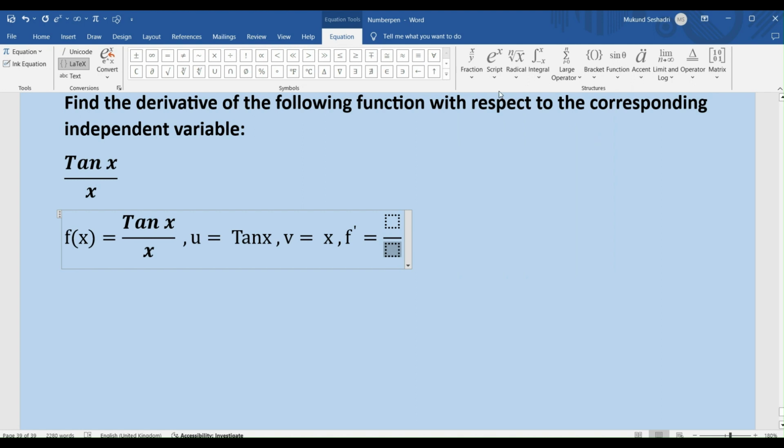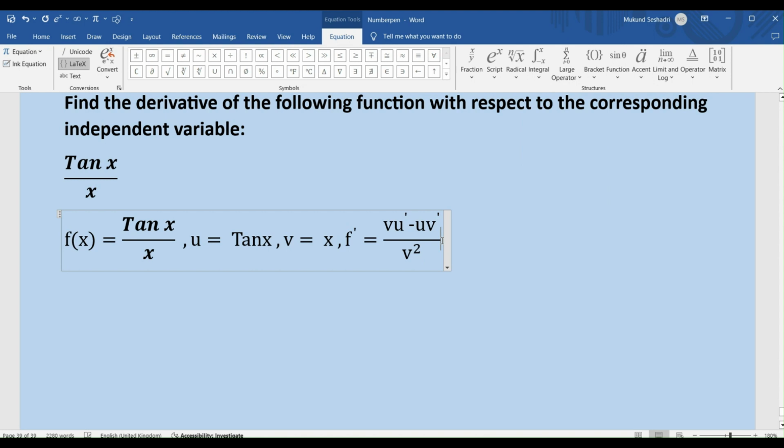And I'm going to put the formula out here directly, and it's important that you remember this formula, right? My denominator will have v square and my numerator will have vu dashed minus uv dashed, right? So this is what we have. My f dash equals vu dashed minus uv dashed divided by v square, and dash here refers to d by dx, right?